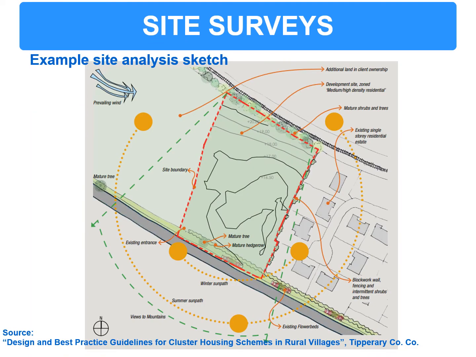This is an example site analysis sketch from that same document from Tipperary County Council. So it's a semi-rural site, it's a rural village. You can see here how the architect is beginning to overlay information onto a sketch plan to map what is on the site, but also map information that will be useful for the future design. So you can see here that we have the site boundary in red.